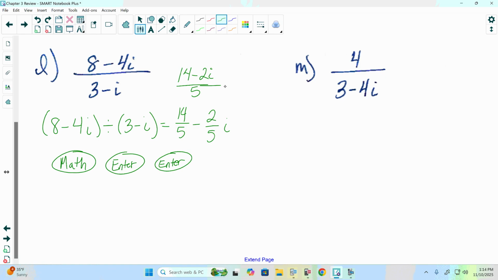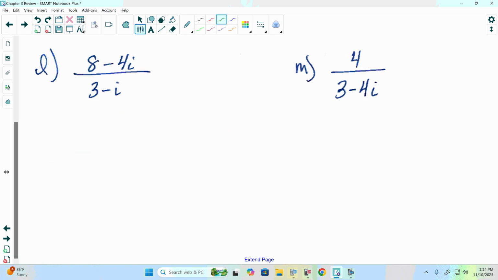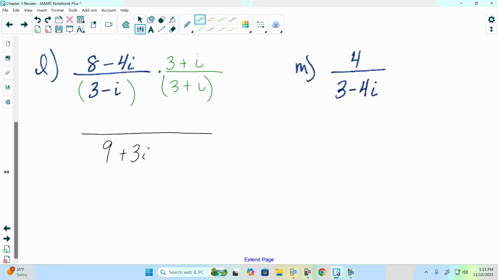Okay. Now, if we were to work this out by hand, we're going to multiply the top and bottom of the fraction by the complex conjugate of the denominator. And that's really what the calculator's doing. On bottom, we're going to multiply 3 minus i by 3 plus i. 3 times 3 is going to give us 9. 3 times i is plus 3i. Negative i times 3 is negative 3i. And i times negative i is negative i squared.